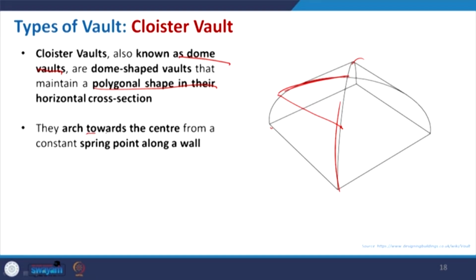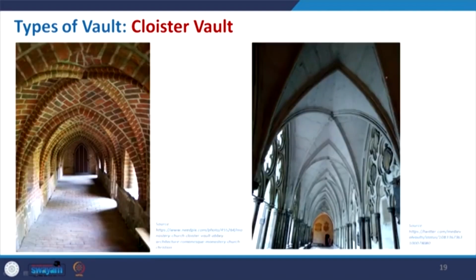The arch goes towards the center from a constant point, the spring point along the wall. So, this particular point is the spring. From there they come to a center and meet each other to create this cloister vault, and this is an example that you can see of how it is formed. So, this is one arch and this is one arch, and they are diagonally crossing each other. This is the same here as well, and they create this kind of vault.